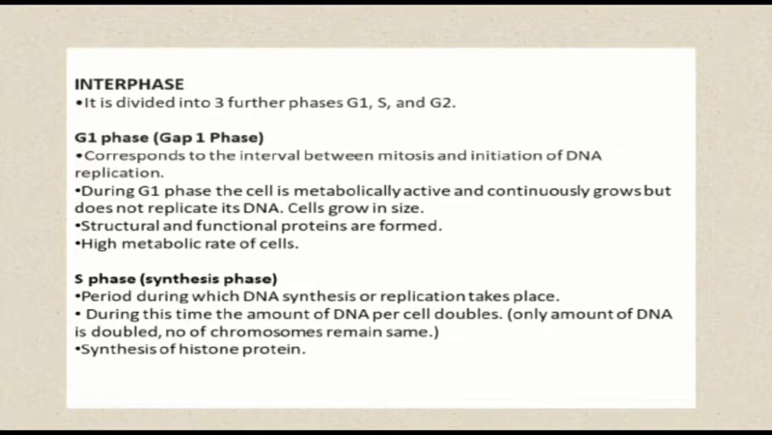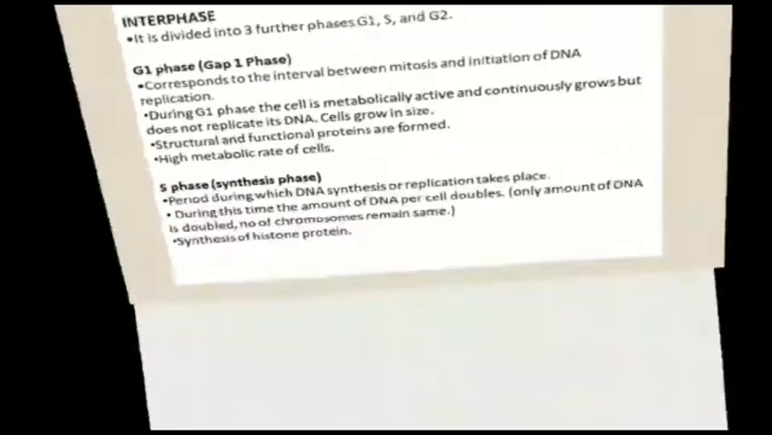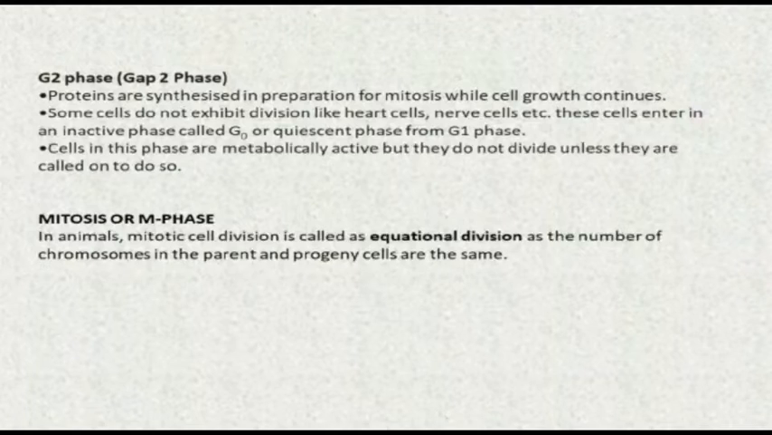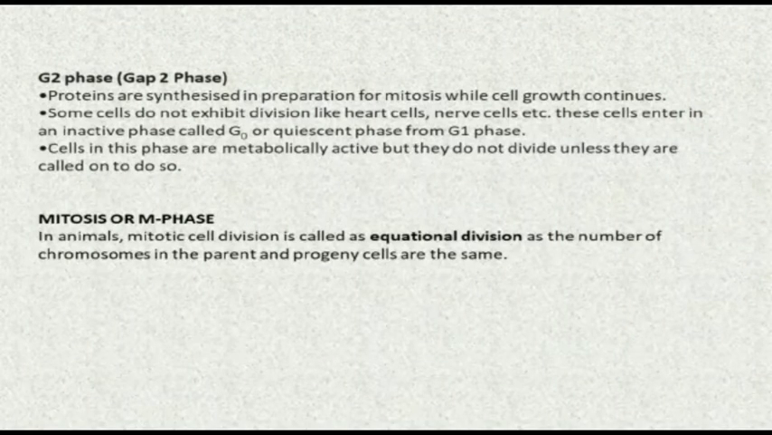Now what is the S phase? It is also known as the synthesis phase, the period during which DNA synthesis or replication takes place. During this time, the amount of DNA per cell doubles. Only the amount of DNA is doubled, the number of chromosomes remains the same, and there is synthesis of histone protein.